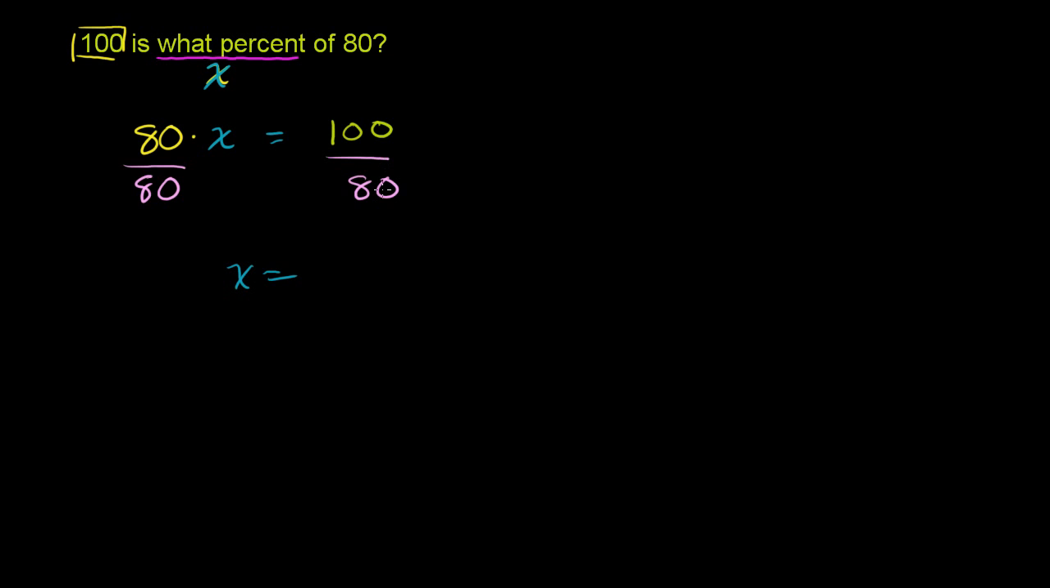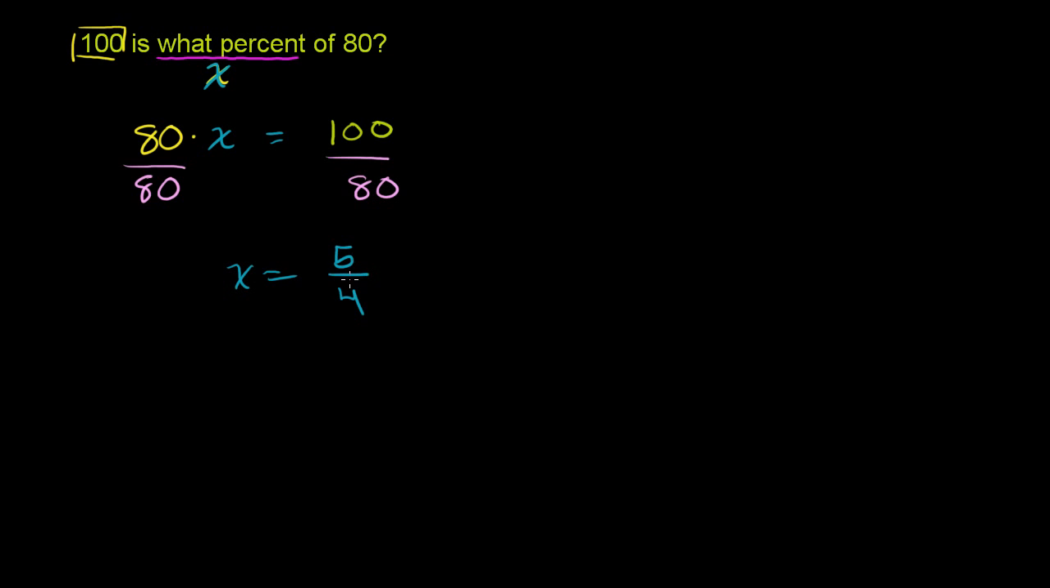x is equal to 100 over 80. They both share a common factor of 20. So 100 divided by 20 is 5, and 80 divided by 20 is 4. So in simplest form, x is equal to 5/4, but I've only expressed it as a fraction. But they want to know what percent of 80. If they just said 100 is what fraction of 80, we would be done. We could say 100 is 5/4 of 80, and we would be absolutely correct. But they want to say what percent. So we have to convert this to a percent.